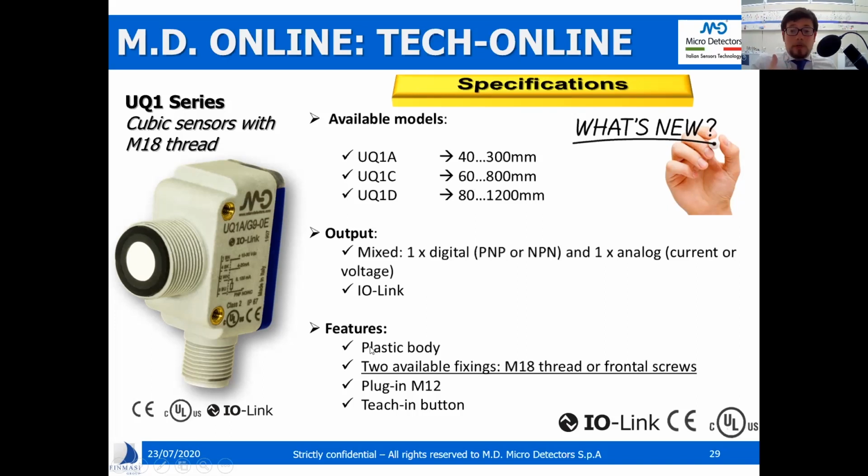What about the main features? For this series, we have just plastic body models with just plug-in M12, and we can, in this case, use all the advantages of having a hybrid sensor, because we have two kinds of installation. On one side, the installation typical of a cylindric sensor with the M18 thread. On the other side, the installation typical of a cubic sensor with the frontal screws.